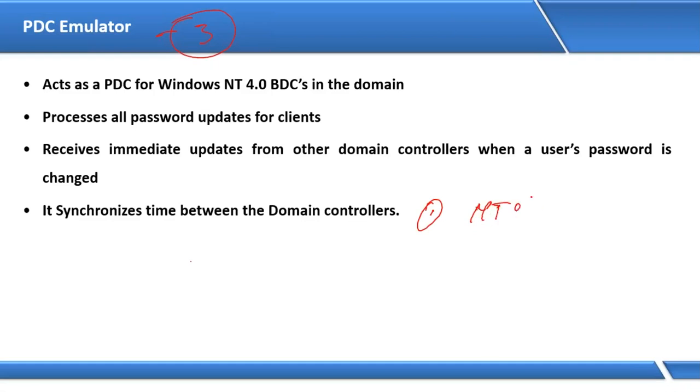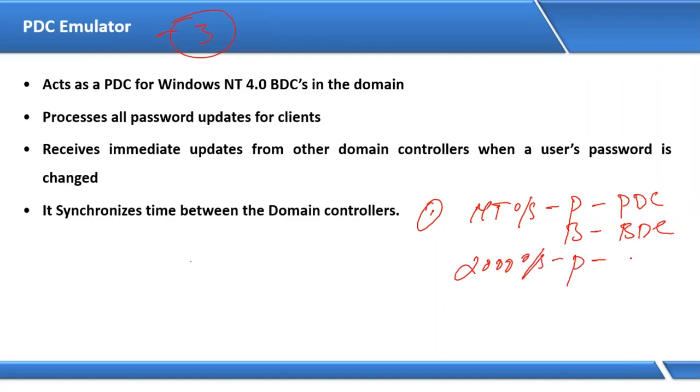In our NT operating system, your primary server is called PDC, primary domain controller, and your backup server is called BDC, backup domain controller. Okay, but from 2000 server operating system, in 2000, 2003, 2008, 2012, your primary server is called DC and your backup server is called ADC, right? So the PDC is giving the information to our clients which machine is your primary server and which machine is your backup server, right? Which machine is your DC and which machine is your ADC. This is the first job of the PDC emulator.